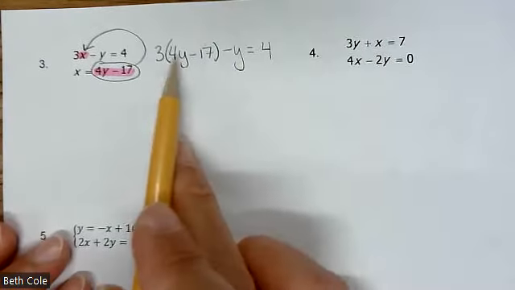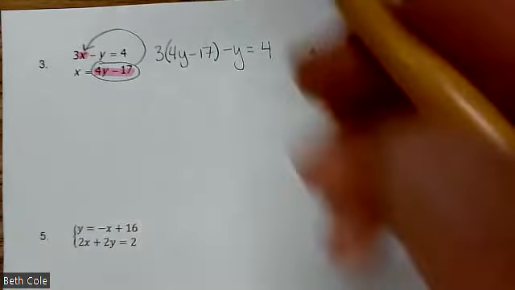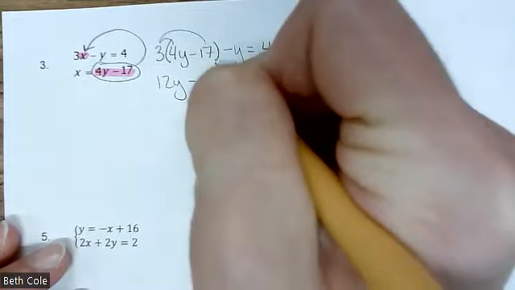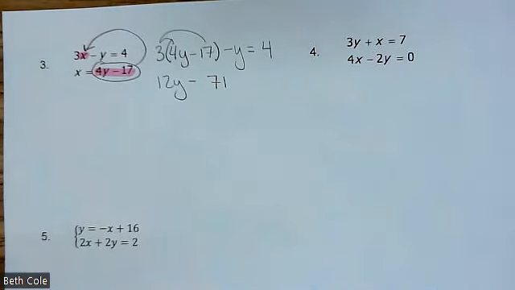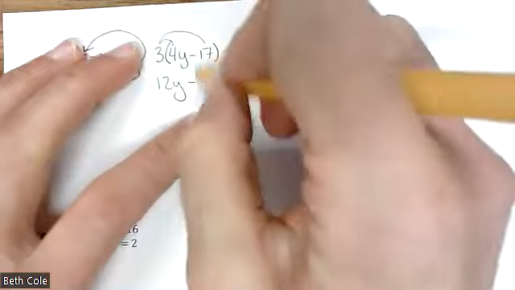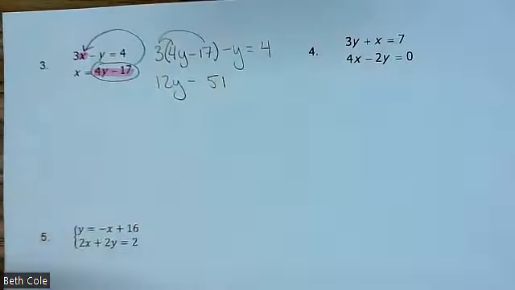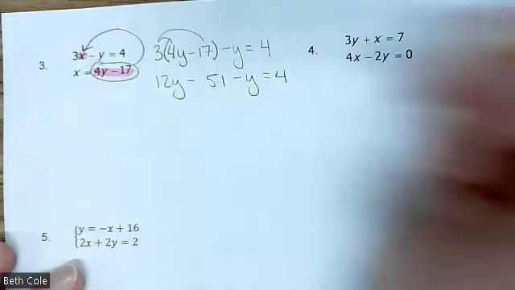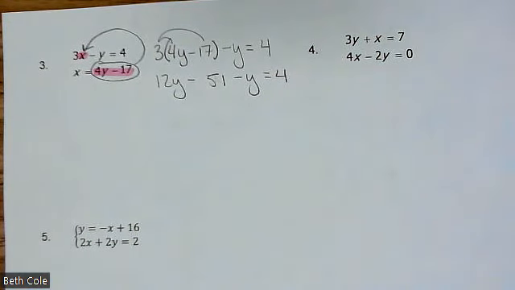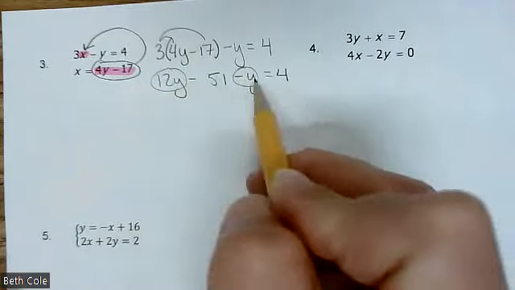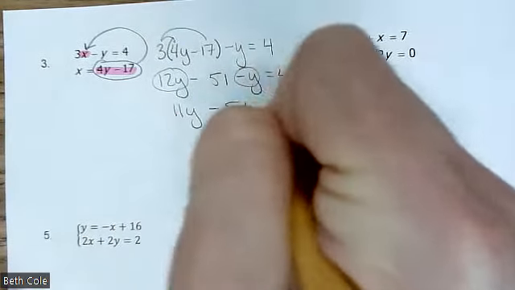What would you do with this 3? Thank you. Yep. Distribute it. Good. It'll be 12y minus, what is that, 71? Oh, wait. 51. I'm sorry, 51. Got a little carried away. 51 minus y equals 4. So we distributed the 3. So you have to combine like terms. It'll be 12y minus y. What would that give us? 11y. 11y minus 51 equals 4.